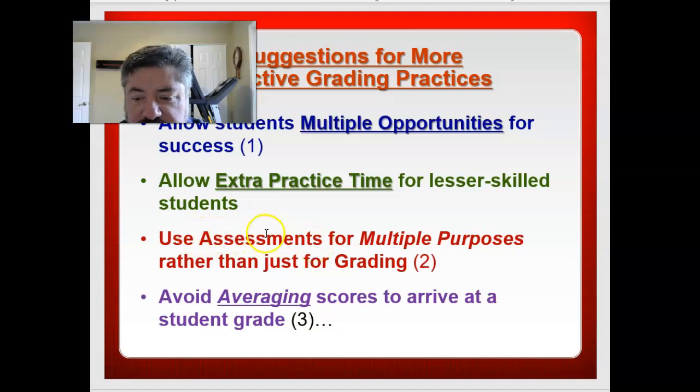You might use assessments for multiple purposes other than just grading. Remember, your formative assessments should be used to develop skill and provide feedback specific to learning and improvement. Do you have a practice test? Do you use the practice test based on mastery? If the students master the practice test, they don't have to take the next test. Do you have extra practice sessions at lunchtime or after school practice, or allow students to do some things at home? And then avoid averaging scores to arrive at a student's grade.